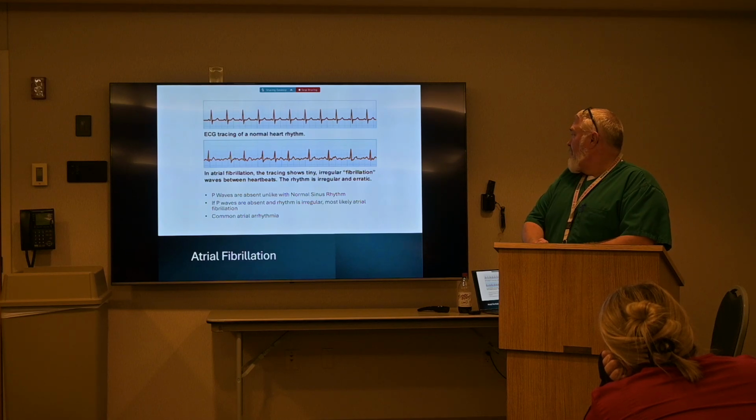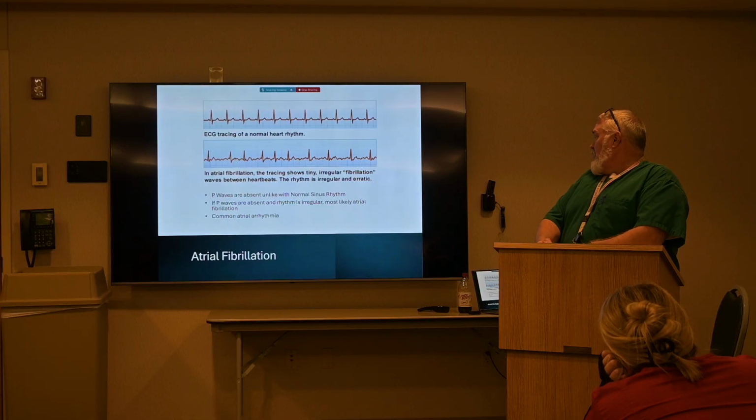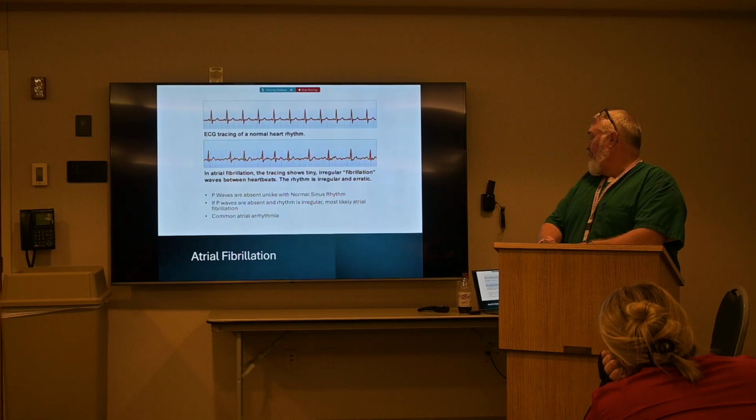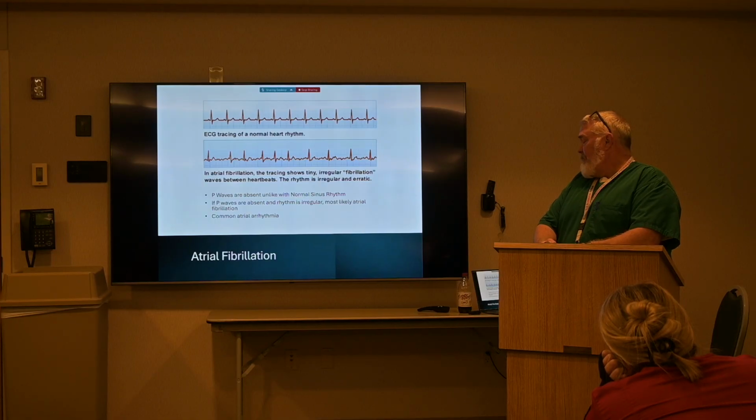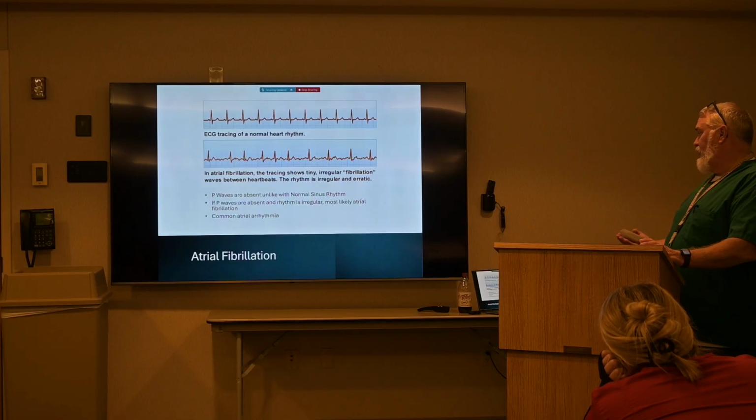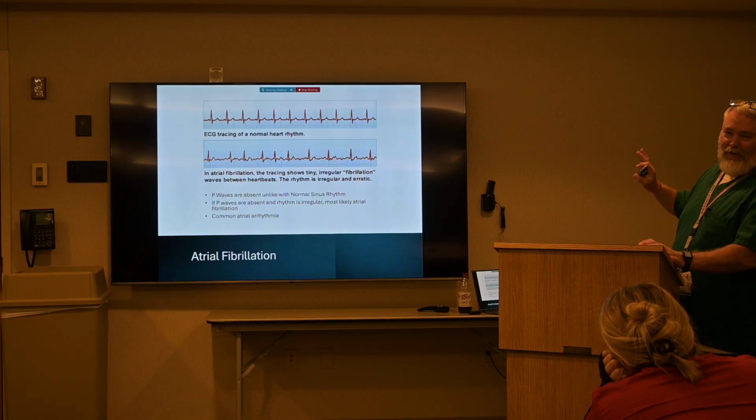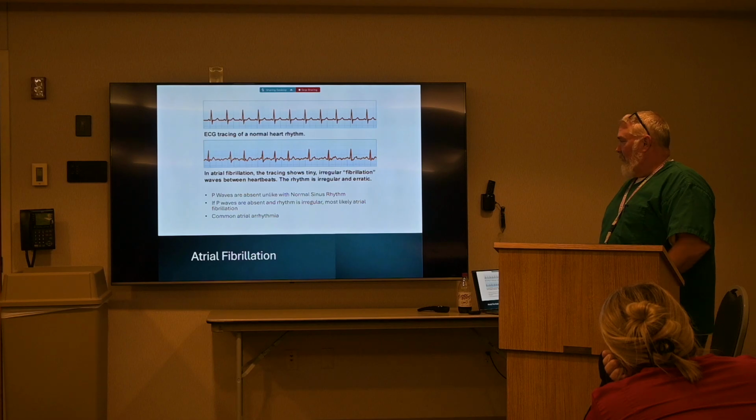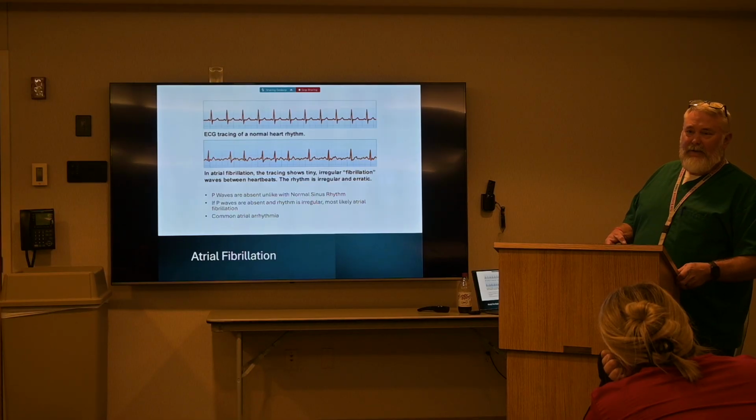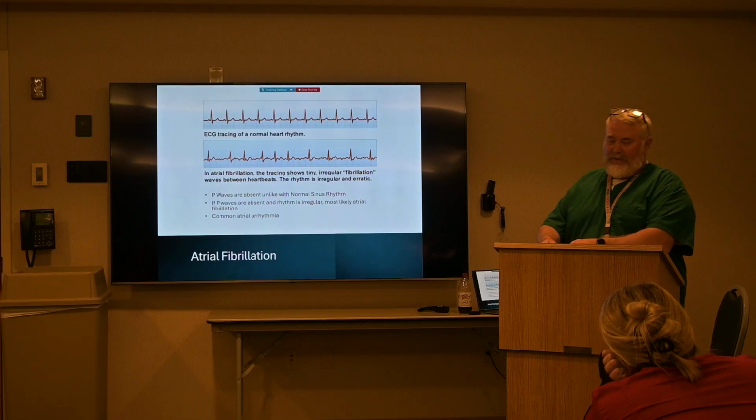Atrial fibrillation. The top is what a normal strip looks like. The bottom is atrial fibrillation. The tracing shows tiny irregular fibrillation waves in between the heartbeats. It's irregular, erratic. P waves are typically absent. Rhythm is irregular, and most likely is atrial fibrillation. It's the most common atrial arrhythmia that we see. We see this all the time. You guys see this all the time. The hard part sometimes with atrial fib is that if you have a lot of electrical artifact, atrial fib can look like atrial flutter. So it's hard to tell sometimes.